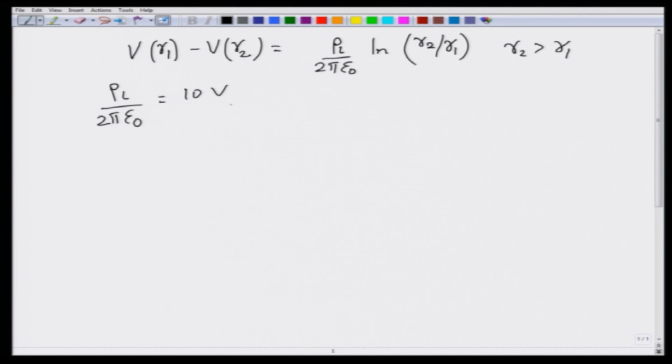From this expression you can calculate the value of rho L, and it will turn out to be 556 picocoulombs per meter, pico standing for 10 to the power minus 12. So it will be 556 picocoulombs per meter.